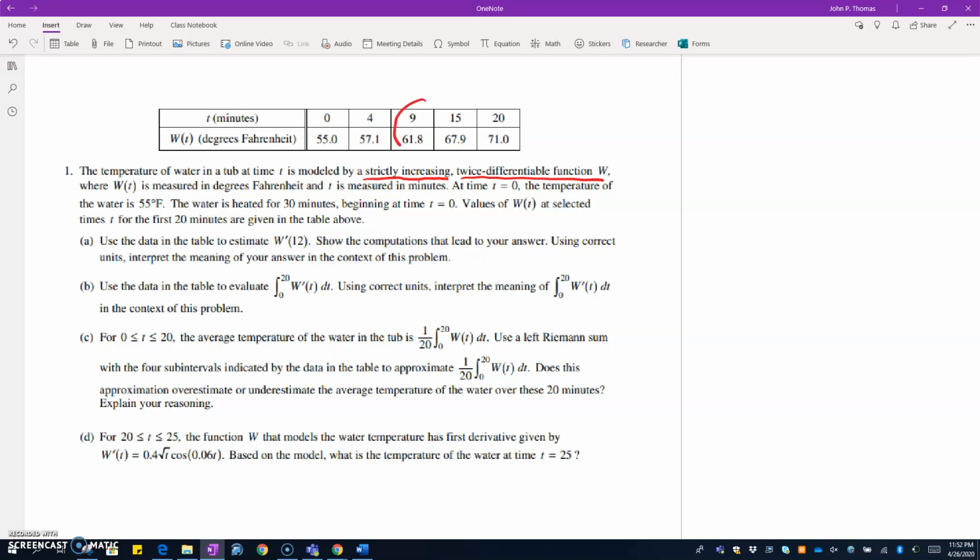So I'm going to go to my two closest values here, which are 9 and 15. For W prime of 12, we're going to approximate that by finding the slope between those 2 points. So we're really doing our W of 15 minus our W of 9 over 15 minus 9. That equals 67.9 minus 61.8 over 15 minus 9, so 6.